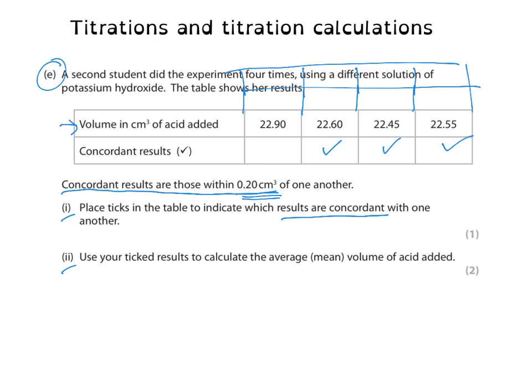Sometimes there are 2. There's never only going to be 1 because a result cannot agree with itself. But there's usually going to be 2 or 3. So there's a mark for doing that. The next bit is simply calculating an average. If I add up those 3 numbers, I get 67.6. I divide it by 3 and I get 22.53 recurring. I'm going to leave it as 22.53. I'm not going to put the dot above it because my answer is not so accurate that I could have an infinite number of decimal places.